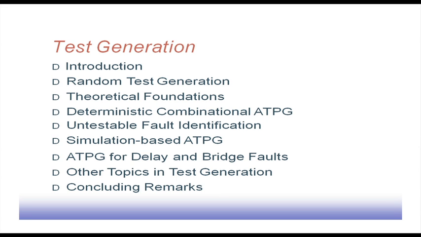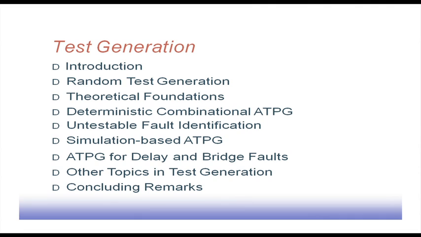So, this test generation process will go like this. We will first look into a general introduction to the problem, then we will discuss random test generation. Random test generation means we randomly apply some test patterns and see whether some faults are getting covered or not. It is interesting to note that a good number of faults are detected by random patterns, many times up to 70 to 75% of a circuit's faults. For the remaining faults, we need to be cautious, and the test generation algorithm needs to be applied for about the remaining 25% of faults.